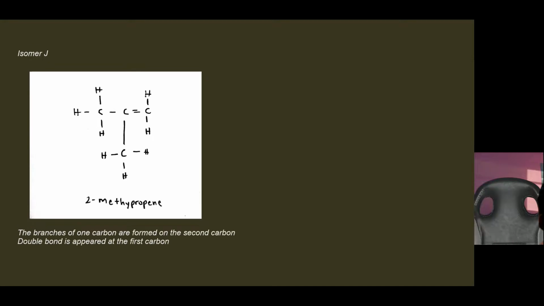So this is isomer J. The branch of one carbon is formed on the second carbon, and the double bond appears at the first carbon. So the name of isomer J is 2-methylpropene.